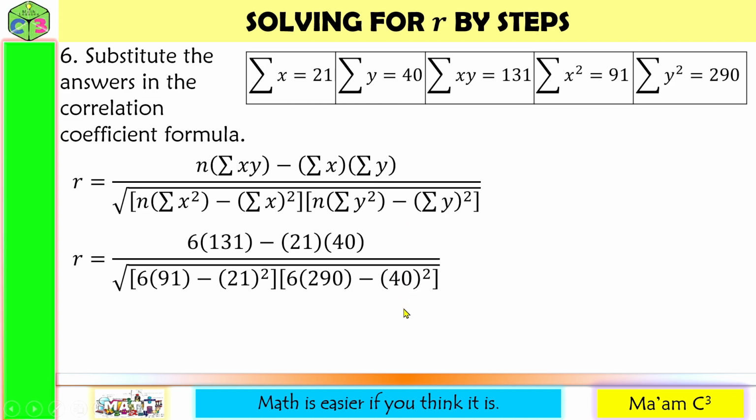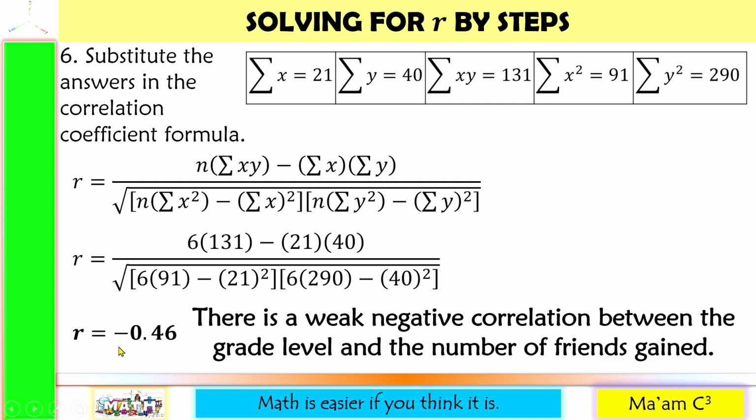Computing this in our calculator, it will give us a value of negative 0.46. So this means we have a negative correlation, and since 0.46 is in between 0 and 0.5, therefore there is a weak negative correlation between the grade level and the number of friends gained.